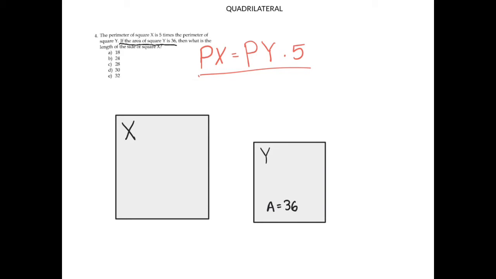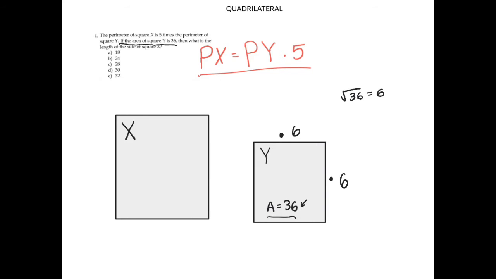We know that the area of square y is 36. From this, how do we get our side lengths? We have to take the square root of 36, because two equal side lengths multiplied by each other give us 36. So we have to find two numbers that are the same and multiply to equal 36. That's the square root of 36, which is 6. So the side lengths of square y are 6 and 6.